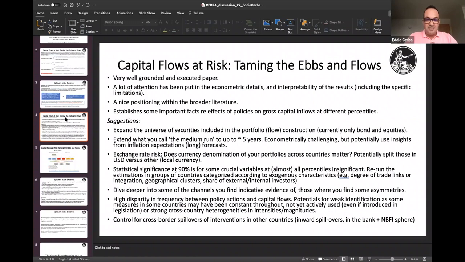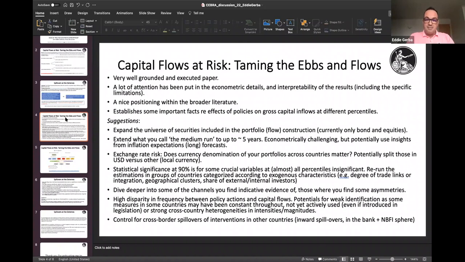The exchange rate risk wasn't really clear, maybe I missed this. So does the currency denomination in your portfolios across countries matter? Maybe you should split those that are denominated in USD versus other local currencies. So this differential could impact some of the results. I don't think qualitatively, but maybe quantitatively.